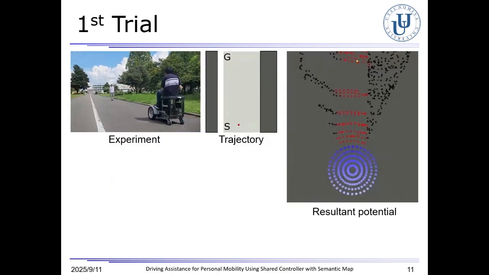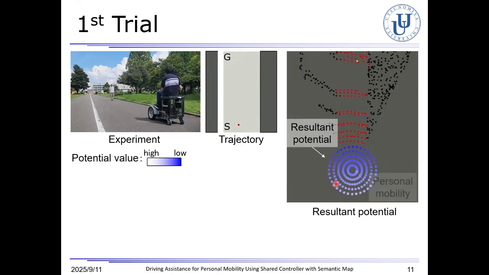Here, let us focus on the first trial. The blue circular area visualizes the resultant potential around the mobility. In this visualization, higher potential values are shown in white and lower values in blue. Therefore, the mobility is located at the center of the resultant potential. The pedestrian is represented by yellow point clouds.